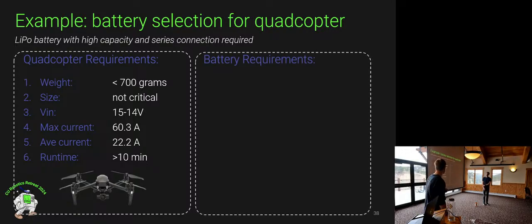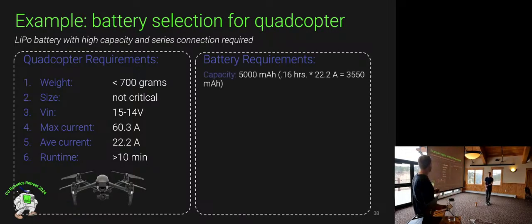To pick a battery for this, we would first calculate the number of hours the system needs to run, converting from minutes. Then we know the average current. On an average flight of hovering, for example, you would do your 22.2 amps times 0.61 hours. That says we need a battery that's roughly 3,500 milliamp hours. So let's pick the next biggest capacity available, which is 5,000 milliamp hours. We're not so worried about size or weight, so we'll pick something a little bit bigger.